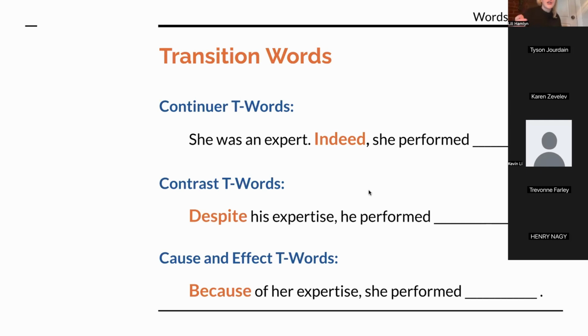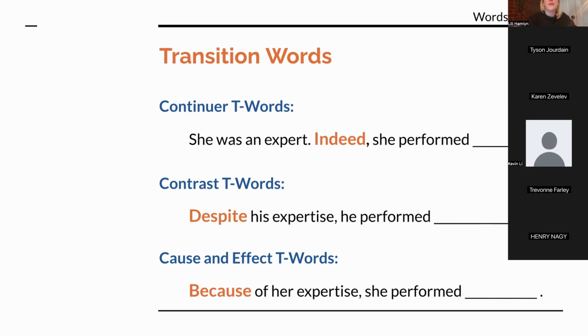All right, great. I think Tyler's going to discuss transition words tomorrow with everyone, but here's just a quick primer. There are three kinds of them: continuation, contrast, and cause and effect. And they can help us figure out the meaning, right?